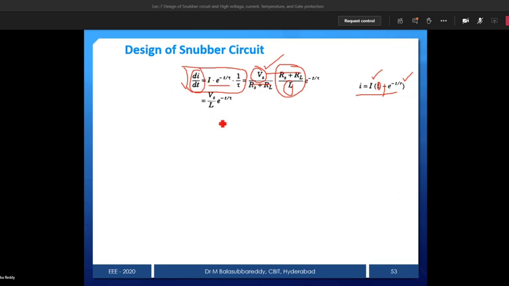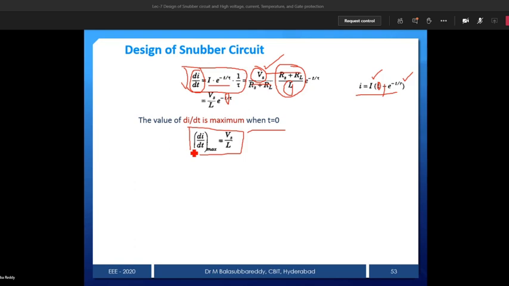But what is the maximum? Any value will be maximum at t is equal to 0. di by dt max will be obtained at t is equal to 0. So therefore you just substitute t is equal to 0, e power 0 is 1. Therefore di by dt max is equal to Vs by L. So this is one relation we got.